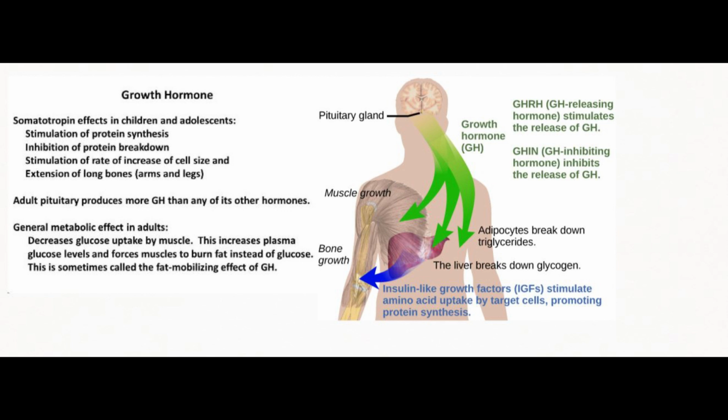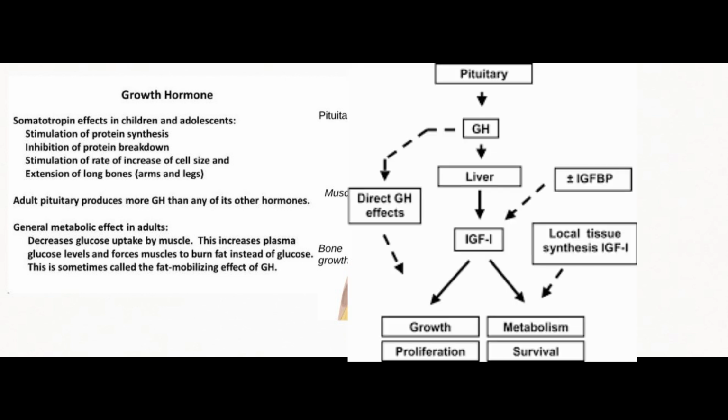Of somatomedin, there are two types: IGF-I, that is also known as somatomedin C, or insulin-like growth factor. So this somatomedin C will act through the second messenger, that is known as cyclic AMP.